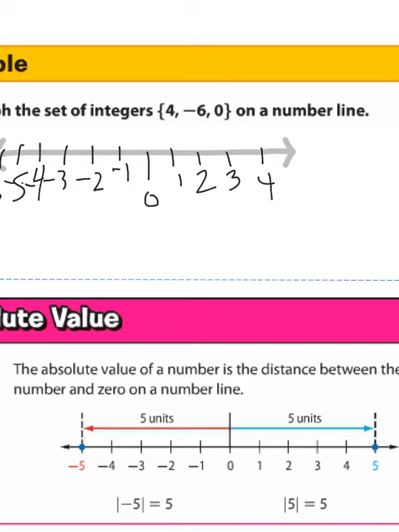Now when we want to graph the set of integers on this particular number line, we want to graph the specific numbers they gave us. They gave us the number 4, so we're going to plot our point at positive 4. Then we've got negative 6. We're going to go all the way to the left and plot a point at negative 6. That was the second integer they wanted us to graph. And then the last integer that they wanted us to graph is 0, so we're going to plot that point. Now we have 3 points that have been plotted on our number line. And that's it.